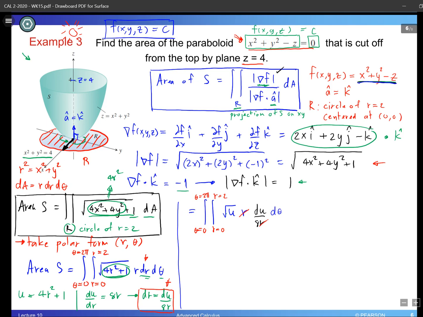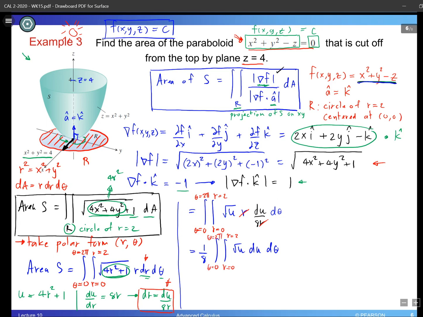And I have this constant value of 1 over 8. I am going to bring that outside of the integral to keep the calculation simple. So let's bring this 1 over 8 outside, and we still have this double integral of the square root of u, du, d theta. Alright, r equal to 0, r equal to 2, theta equal to 0, and theta equal to 2 pi.